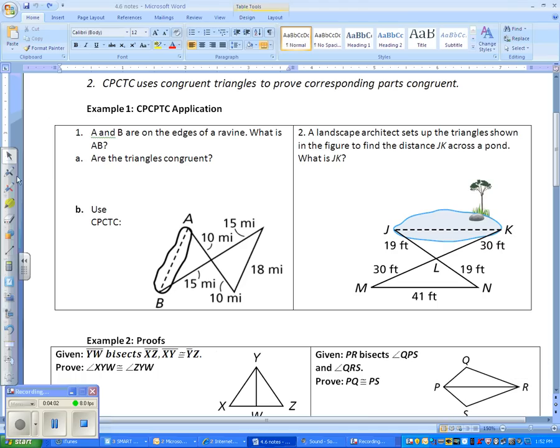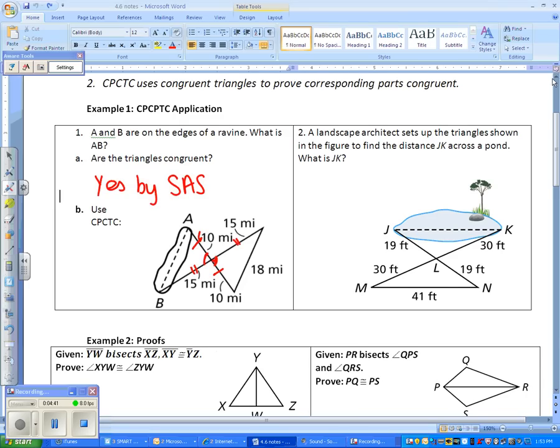So let's look at this picture. Well, we know that this triangle has a side length of 10 miles, and this triangle has a side length of 10 miles. So we have one set of congruent sides. We know this triangle also has a side of 15 miles, and this triangle has a side of 15 miles. Cool. We have two sides. And then look, we have these vertical angles in the middle here. So we have a side, angle, and a side. So these triangles are congruent by SAS. That's the first step.